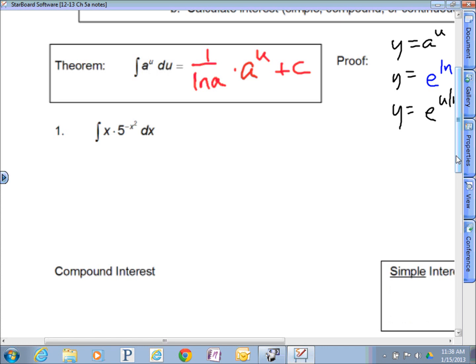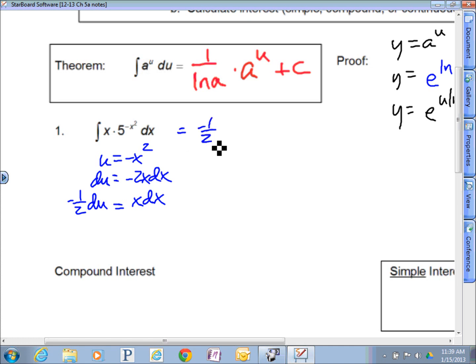Let's try it out and see what happens. I'm going to say u is negative x squared, so du is negative 2x dx. So the x dx that's in the problem is negative 1/2 multiplied by du. So I'm going to have to throw in a negative 1/2. And now what am I integrating? I'm integrating 5 to the u power du.